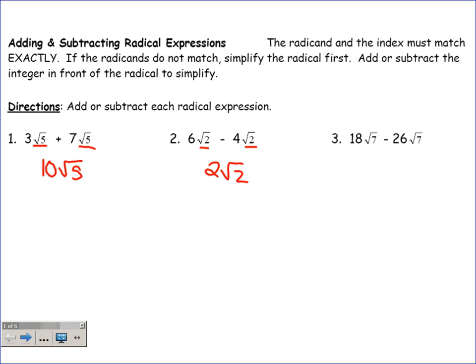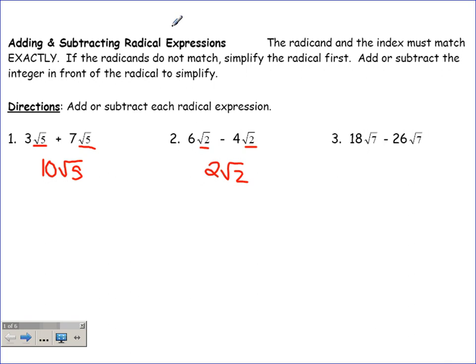I would like you guys to do 3, 4, 5, and 6 on your own. You're taking care of business. Probably don't need a whole lot more time like this.